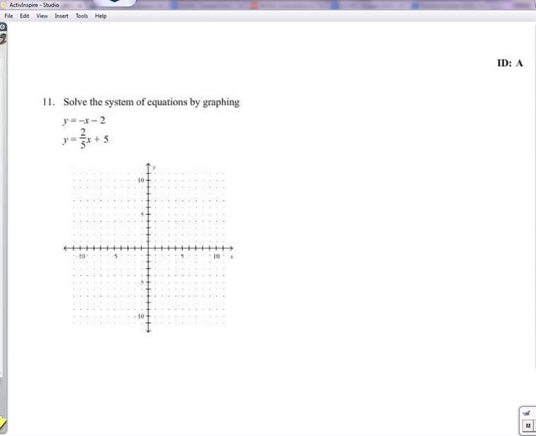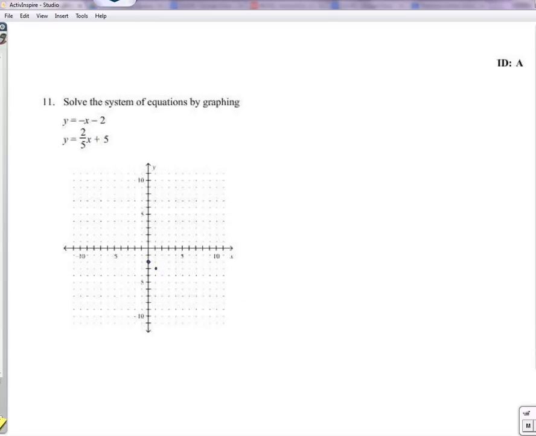Last one, solve the system by graphing. So we just need to draw a real nice graph, maybe get out a straight edge of some kind and draw nice straight lines. So we're going to graph this equation here. We're going to put a y-intercept of negative 2. Alright, be real careful here. It's got a slope of negative 1. So down 1 and to the right 1.